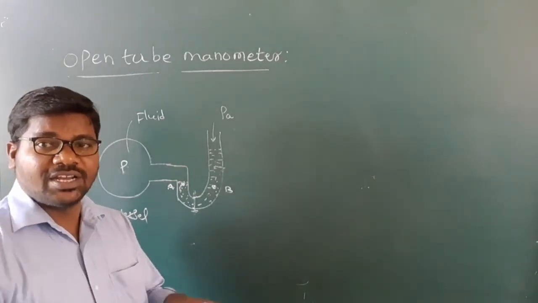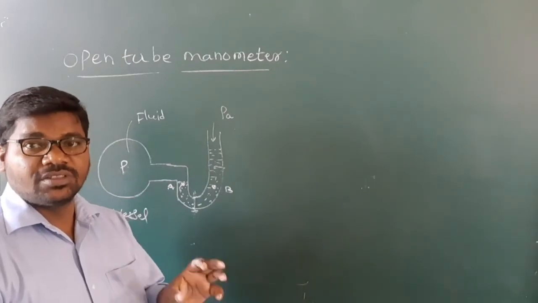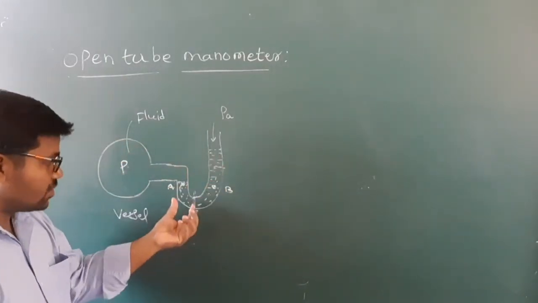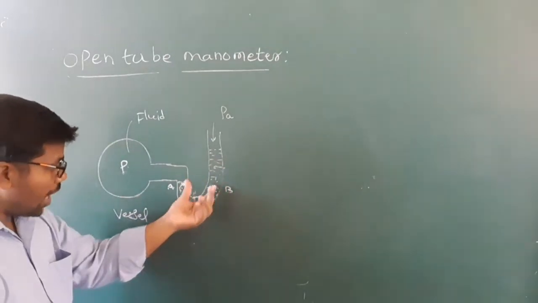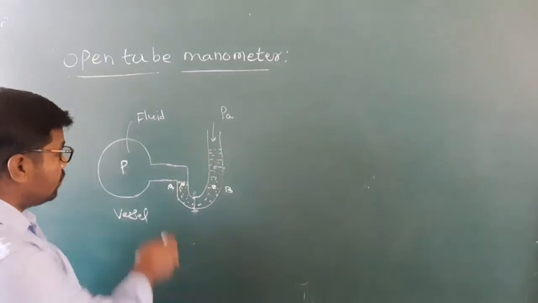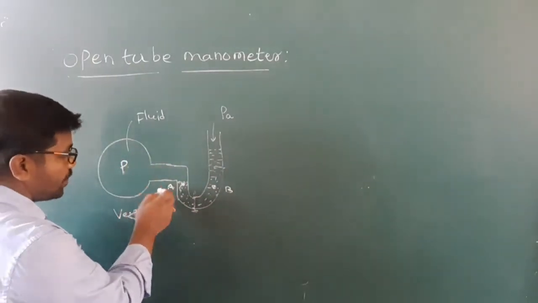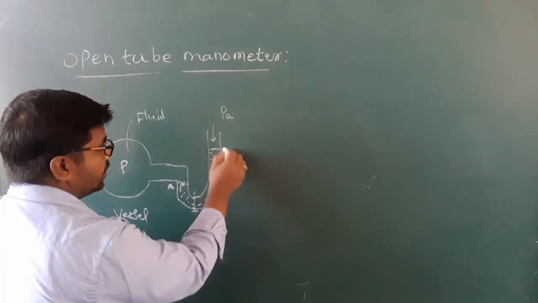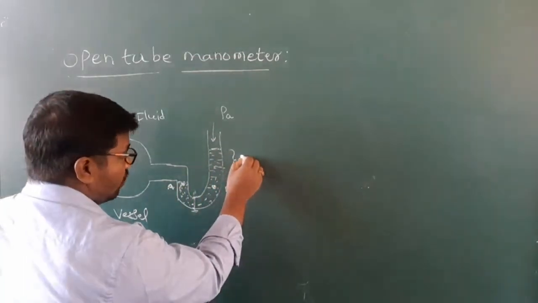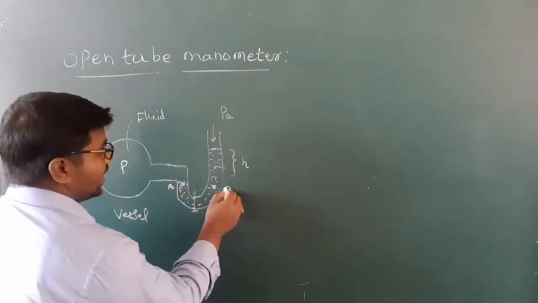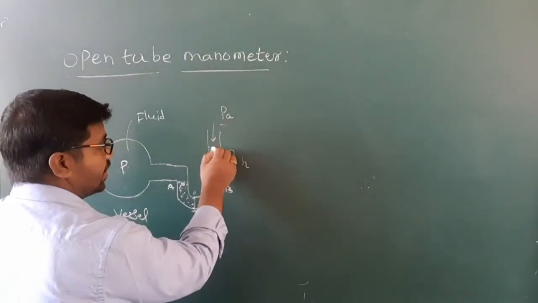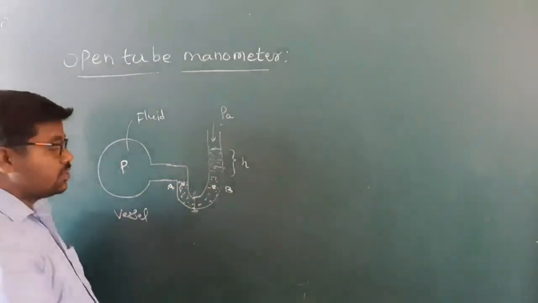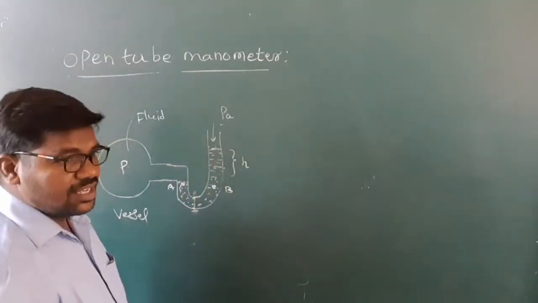So we have to find the pressure of different liquids, and that fluid or liquid we take in this vessel. We attach a U-shaped glass tube, in which we take mercury. Due to the pressure exerted by the fluid P, the mercury column will rise. Here the pressure due to the liquid column is H. Here atmospheric pressure is acting, and on this side the fluid exerts some pressure. Due to this, the liquid column may increase or decrease.